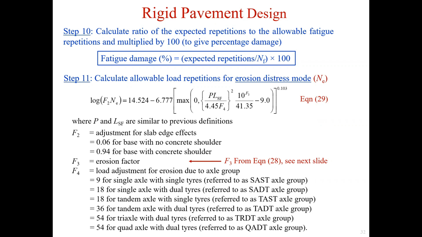In this formula, the physical meaning of P and LAF are the same as before. F2 is the adjustment for slab edge effects, with a value of 0.06 for the base and no concrete shoulder case, and 0.94 for the base with concrete shoulder case. F3 is the erosion factor, which could also be calculated from equation 28. F4 is the adjustment for erosion due to different types of axle group ranging from SASD to QADT.